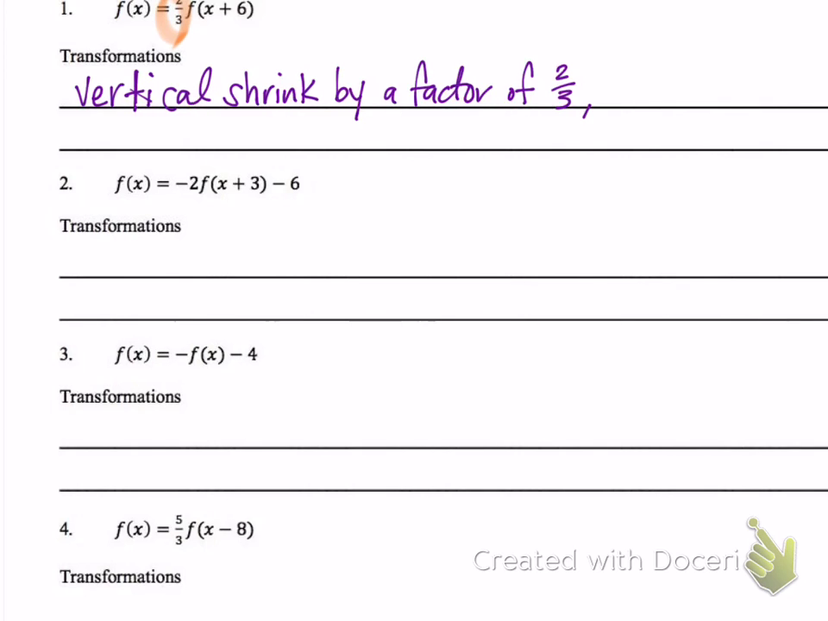The next one I want to look at is the stuff in parentheses. So I have x plus 6. So that means it's either going to be going left or right. I take the opposite sign, and so that means it's going to be going what? Left. So I say left 6 units.